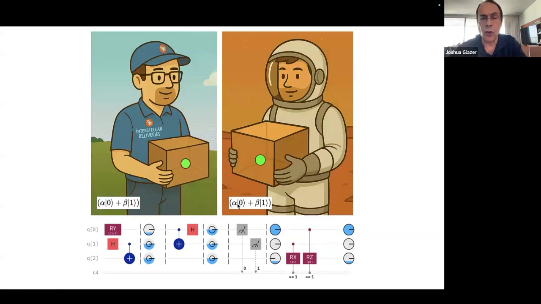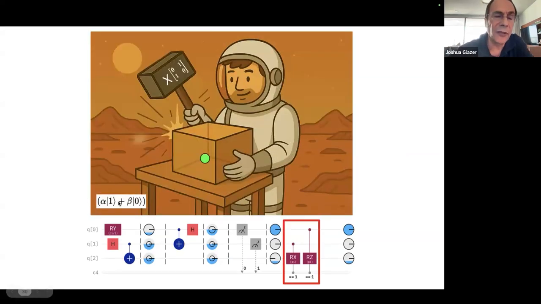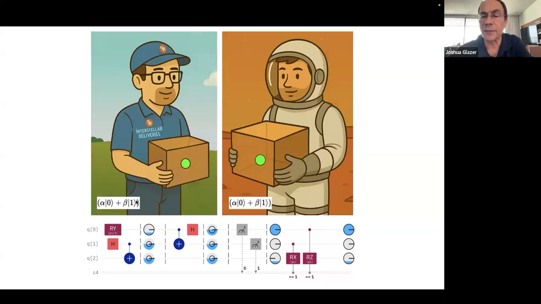You understand? Because if you operate with a NOT on this qubit, what happens? The 1 becomes a 0, and the 0 becomes a 1, right? So the alpha now is in front of a 0, and the beta is in front of a 1, which is exactly what we have here. So basically, this is the protocol.